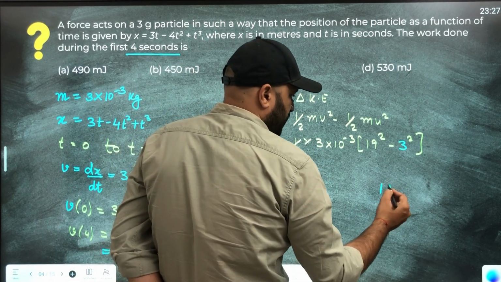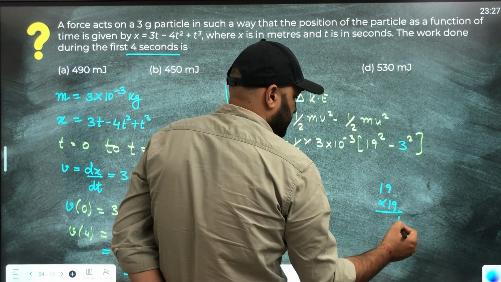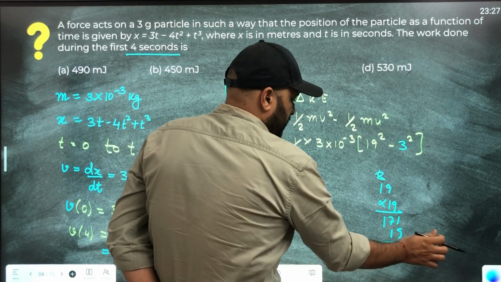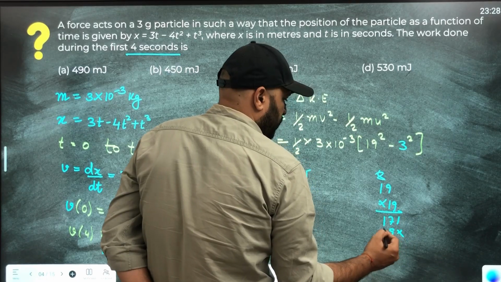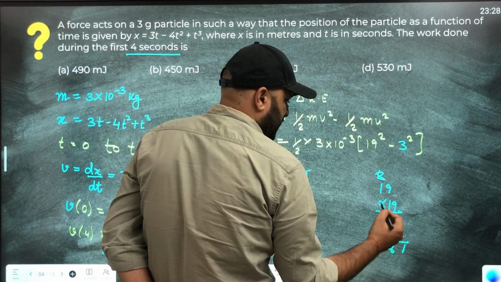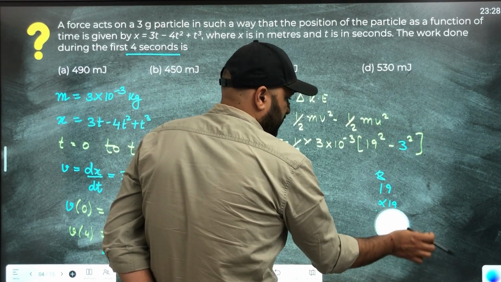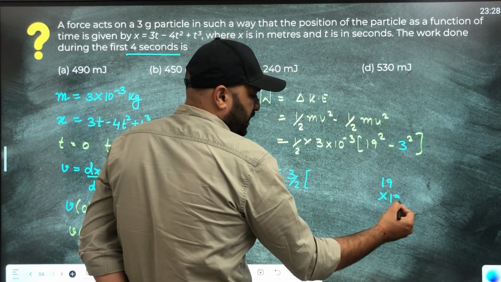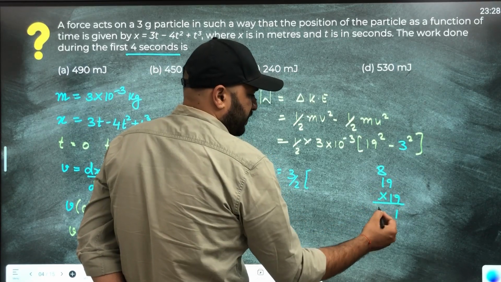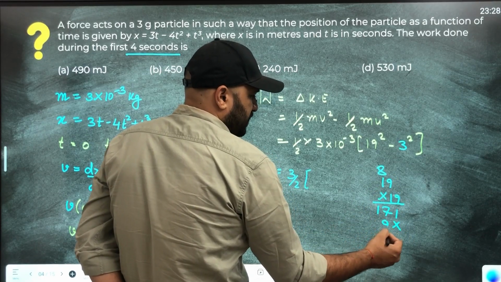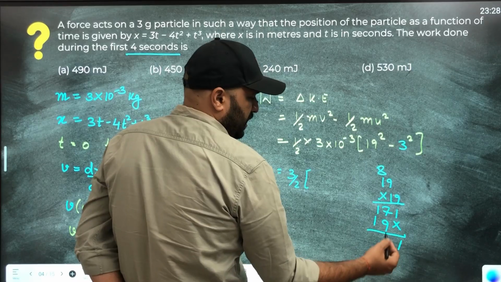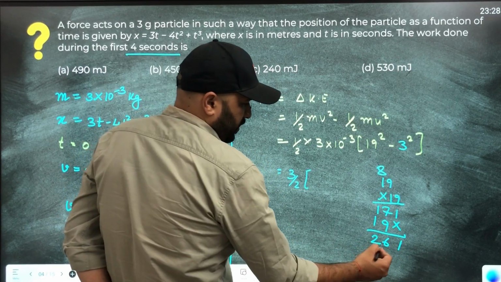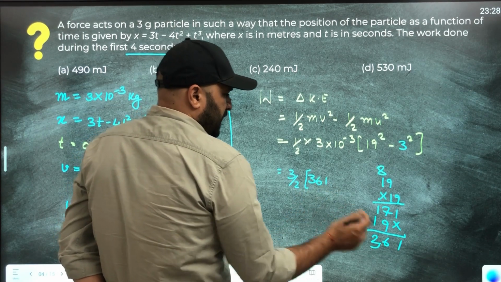Let's figure out what is the square of 19. So 19 into 19, 9 9s are 81, 9 8s are 72... Clear? I hope this is clear. Let me redo it. 19 into 19, that's 9 9s are 81, 9 1s are 9, and this will be 361. So 361 is the 19 square, right?